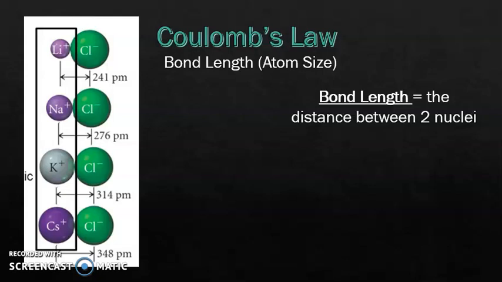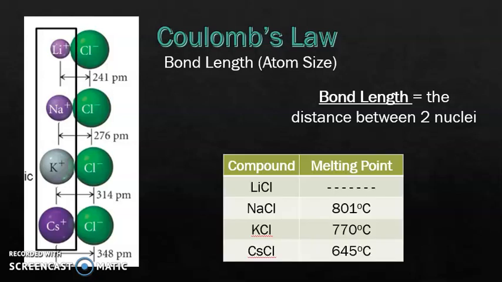So again, just to recap, bond length is officially defined as the distance between the two nuclei involved in a bond. Now, here's some interesting information. We can actually take these compounds and melt them, and what we're going to be measuring is their melting point. And that's the temperature at which we first start to see them melting. Now, notice lithium chloride is not even registered here, but sodium chloride 801, potassium chloride 770, and cesium chloride 645. Now, again, take a look at the picture. What happens to the melting point as the distance between the nuclei increases?